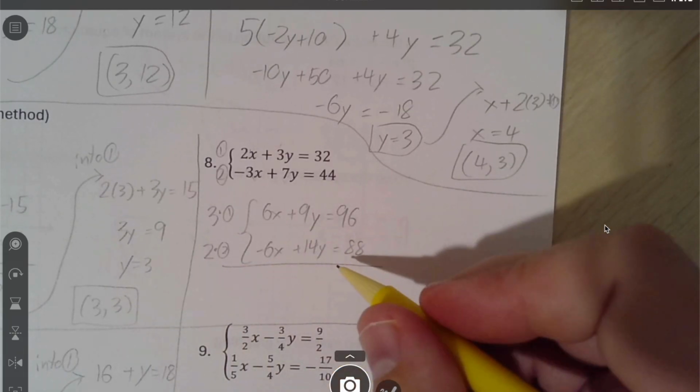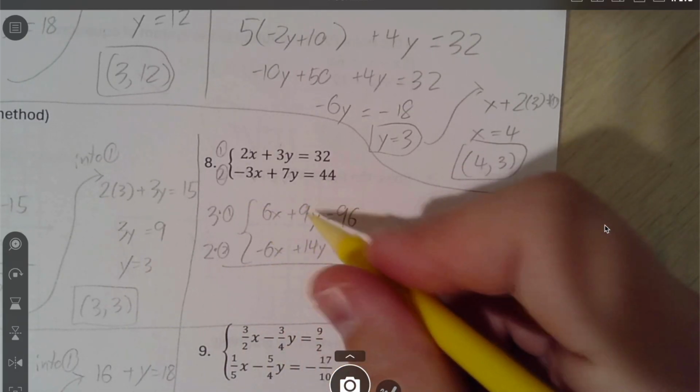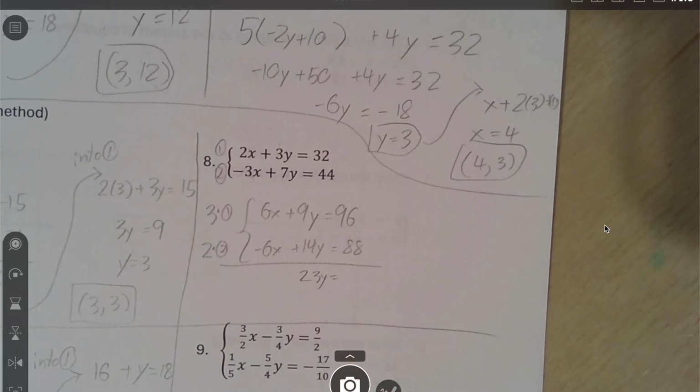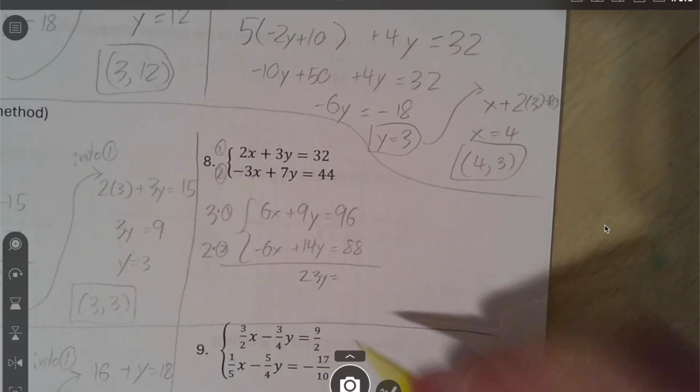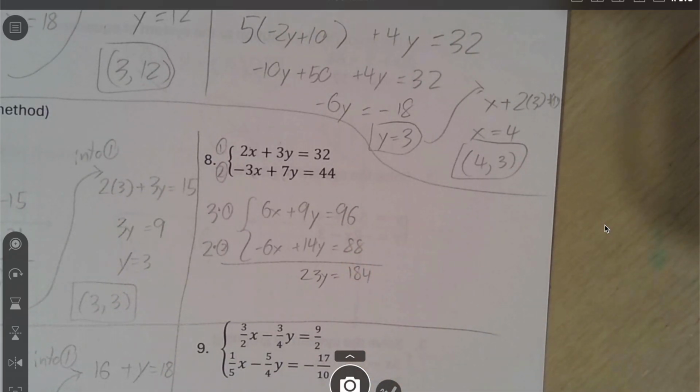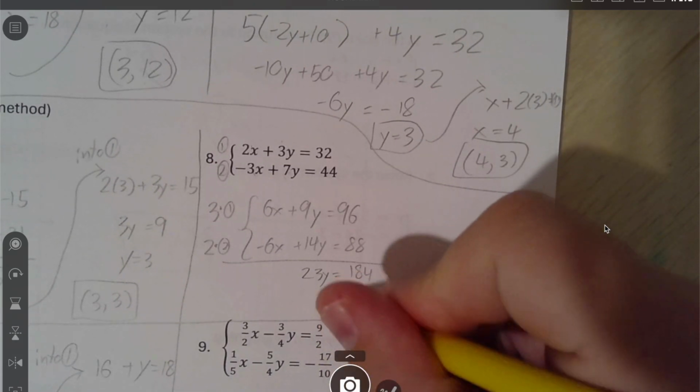All right, we get to our combination step. The 6's cancel. 9 and 14 make 23y. And 96 and 88 make 184. All we have to do there is divide the 23, and we get y equals 8.